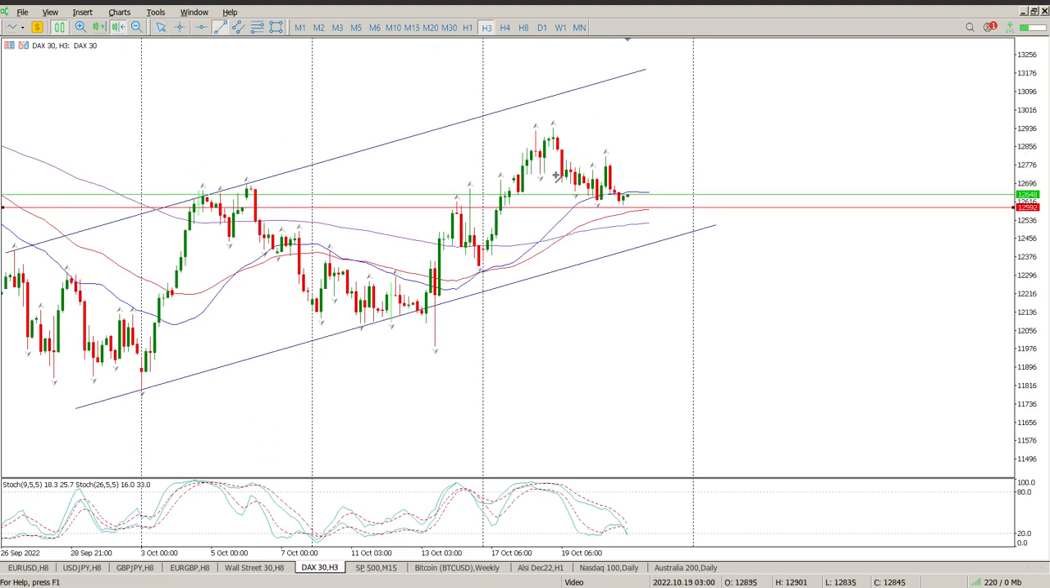3 hour quite clearly. There's the bottom of the flag, and there is the top of the flag. Flag channel, whichever way you want to look at it, but that to me is looking like a retracement, a messy retracement of a breakout, and the breakout we are looking for is 12,592.